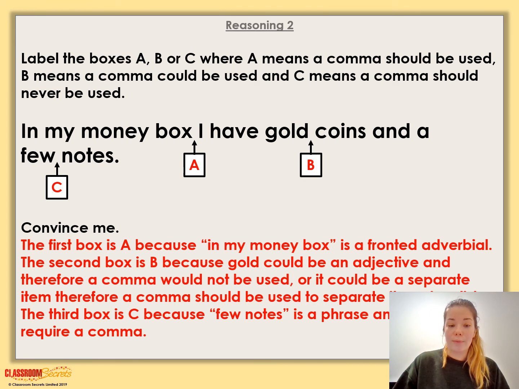So we should have labelled the first box A because in the money box is a fronted adverbial, and we know that we always put a comma after a fronted adverbial. Letter B should have gone in the second box. Remember, this is where a comma could be used. So you could have a comma between gold and coins because coins is our noun and gold is an adjective describing the noun. And then finally, the third box, we should have put the letter C, and this means a comma should never be used.